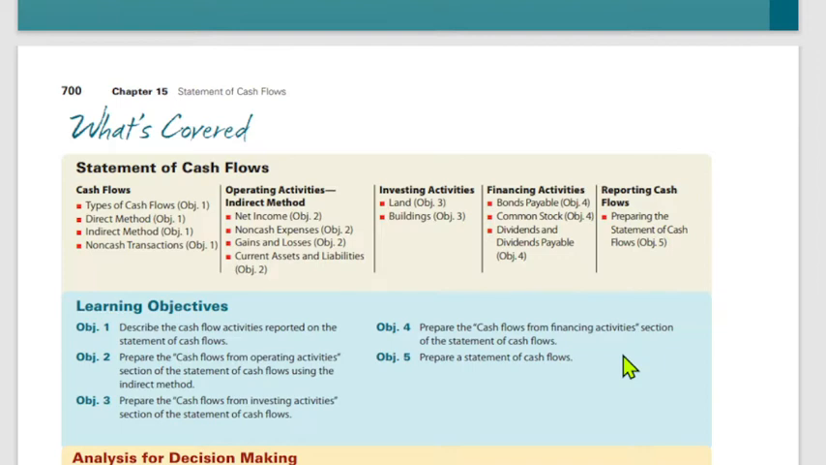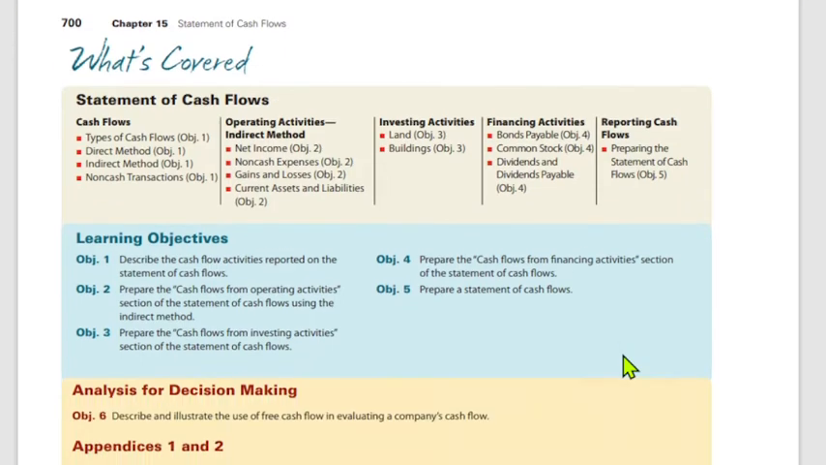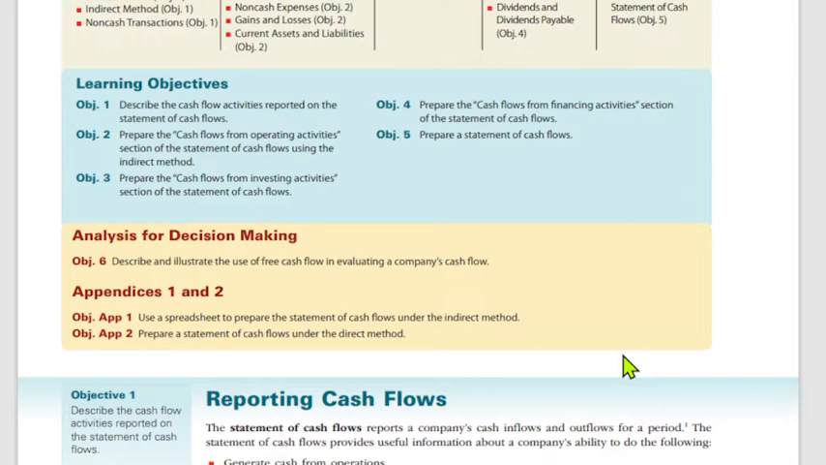And more of our appreciation now is how are we going to use this statement of cash flows in top management reporting. As our guide in our decision making, we will be able to describe and illustrate the use of the free cash flow in evaluating the company's cash flow.